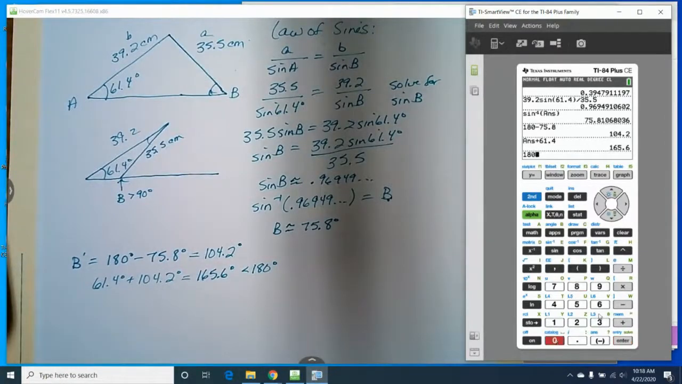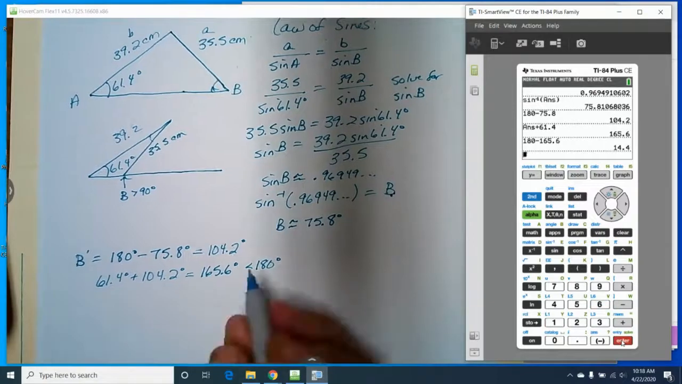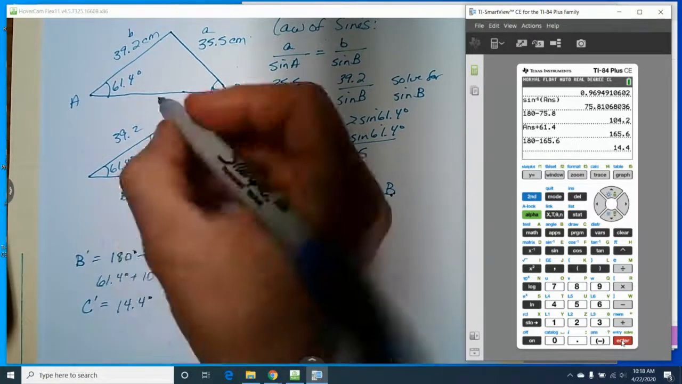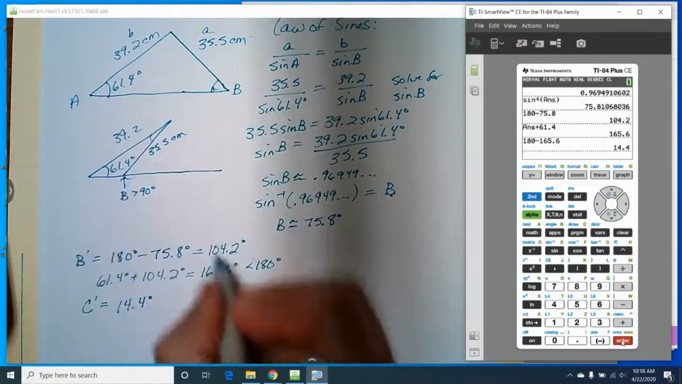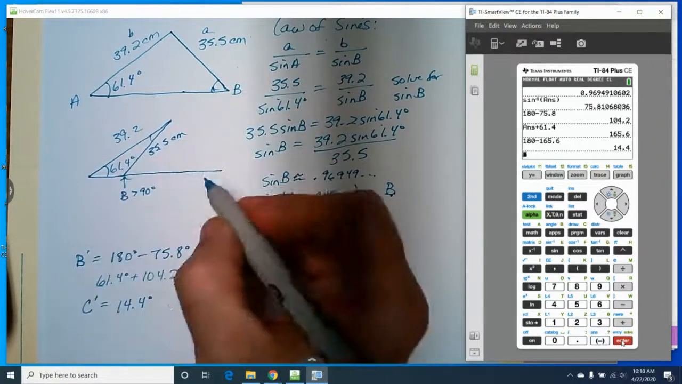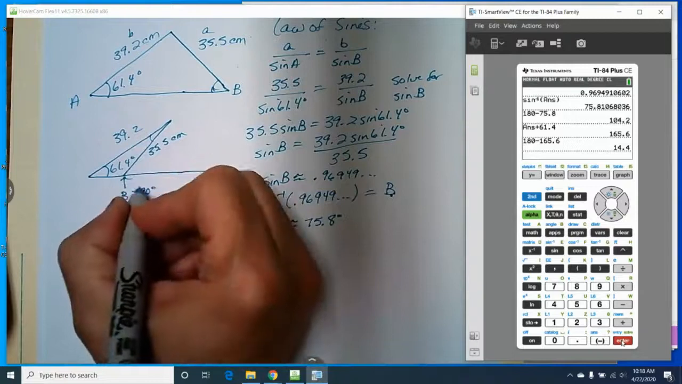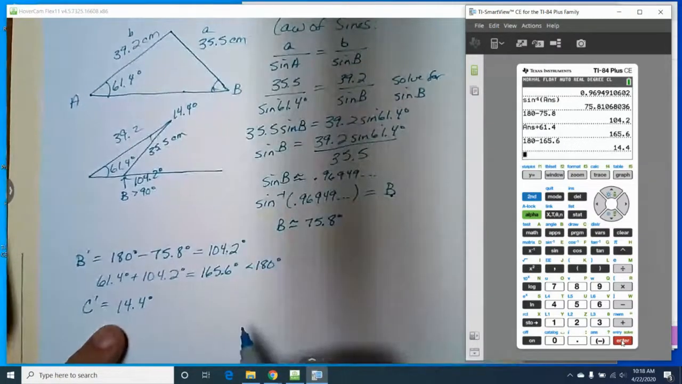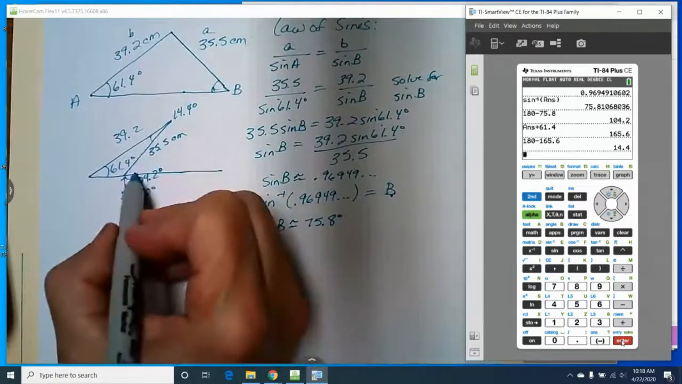So we could figure out what that would be since we've got this info already. Okay, so that would mean the third angle in this triangle would be C prime, which would be 14.4 degrees. So what we're doing is figuring out the angles for this triangle. So we have 104.2. Our angle C would be 14.4 degrees. So there's our second triangle.